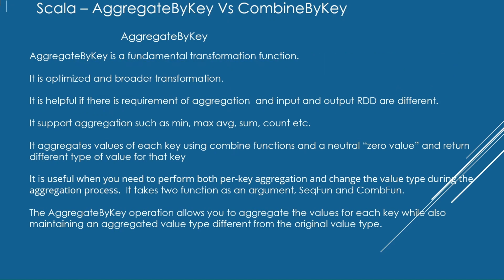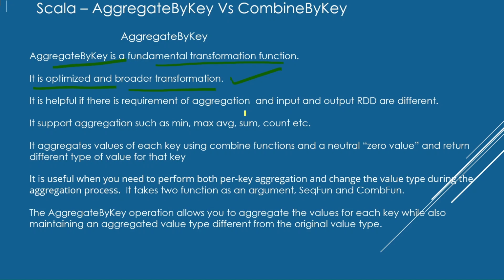So let's talk about aggregateByKey first. aggregateByKey is a fundamental transformation function. It is an optimized and wider transformation, and this is very important. What do I mean by optimized? I mean that the shuffling process happens at the last stage of the transformation, and most of the processing happens at the per-partition level, and one partition you can say is equivalent to one key. And this is a wide transformation.